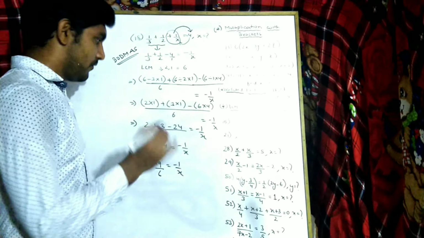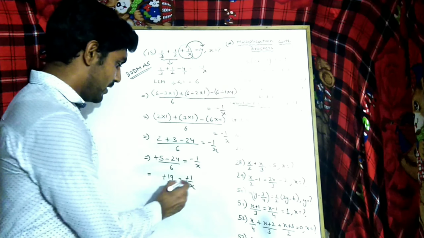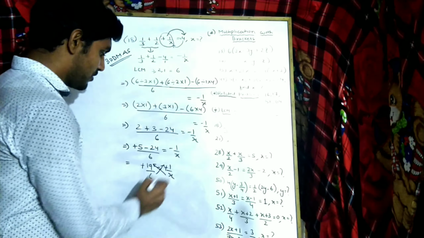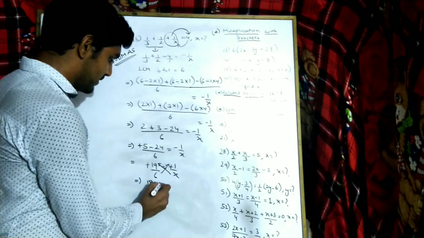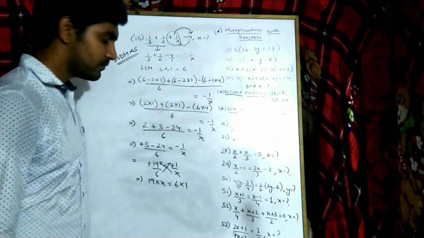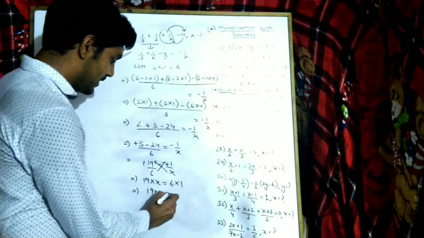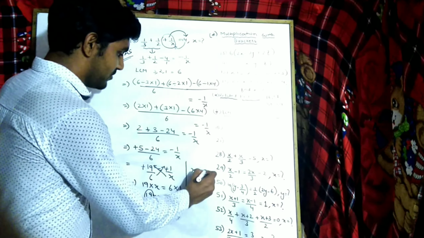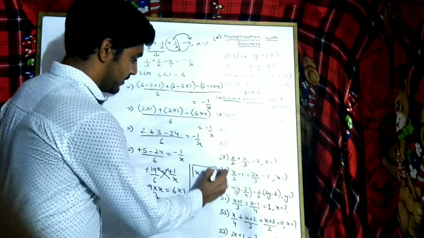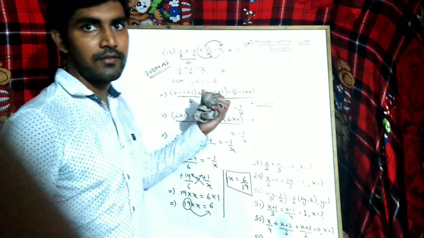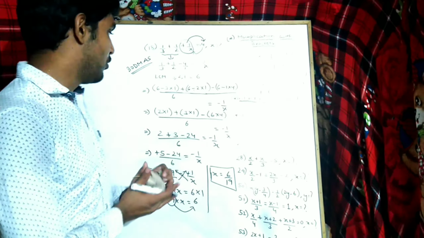I already said, if equal to is there, then you can cancel the minus sign directly. Now cross multiply. 19 into x is equal to 6 into 1. Okay. Now 19 into x is equal to 6 into 1, 6. Now this multiplication part goes that side, becomes division. x is equal to 6 by 19. So this is the answer. Clear? This is the answer. I hope you understood. Now let's go for the next problem, 21.